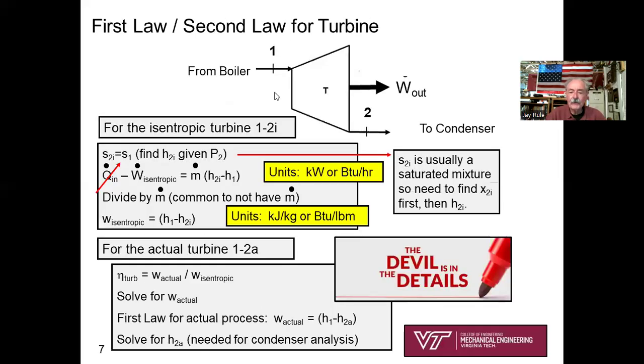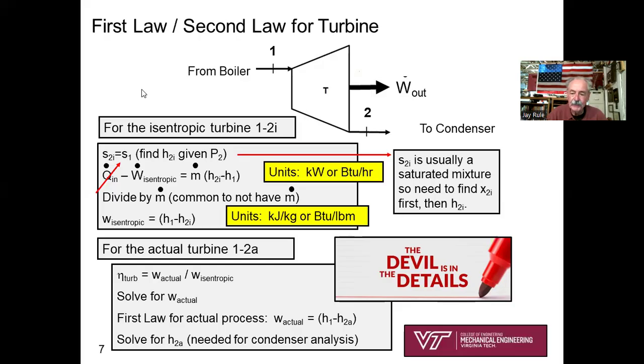So let's talk about the first law and second law combined for our steam turbine analysis. Here's our sketch. W dot out, coming in at state 1, out at state 2. The first thing we need to do is analyze the isentropic turbine first. Even though we know we have an irreversible turbine, we're going to analyze the isentropic turbine first.